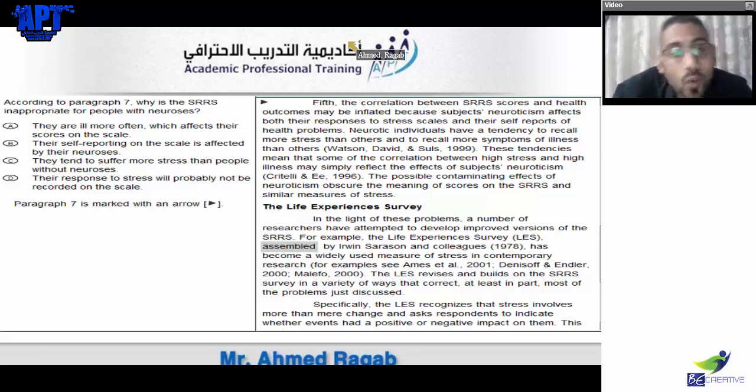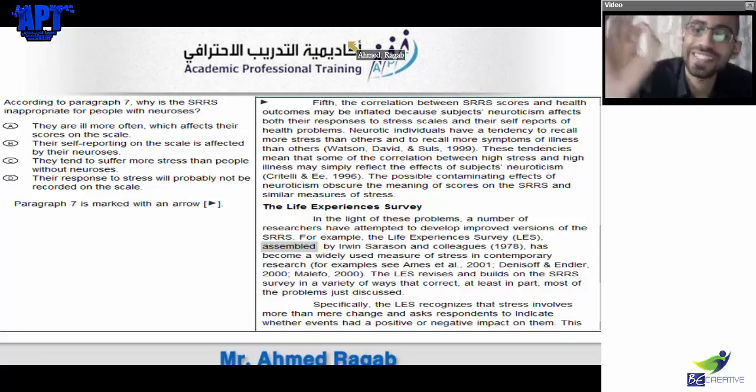According to paragraph 7, why is the SRRS inappropriate for people with neurosis? What's neurosis? That's a disease. No? What's the problem? No problem. When you find a word that you don't know in the exam, that's not a problem. The problem here is to understand the general idea or the main idea of the reading itself.